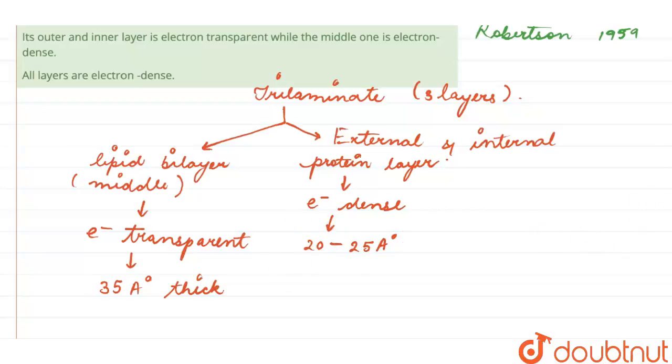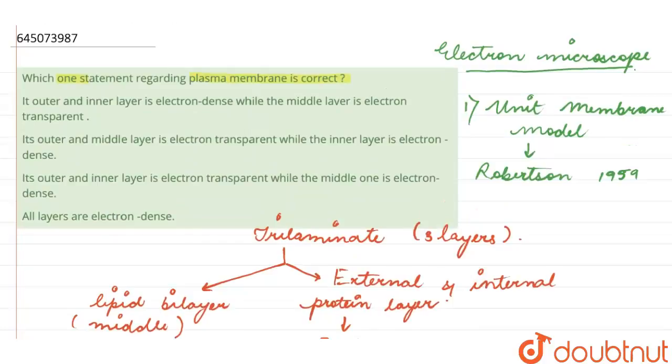So let's see the options. The first option is: outer and inner layer is electron dense, while the middle layer is electron transparent. So the first statement is correct. The outer and inner layers were made up of proteins and they were electron dense, whereas the middle layer was the lipid bilayer and it was electron transparent. So this first statement is correct.